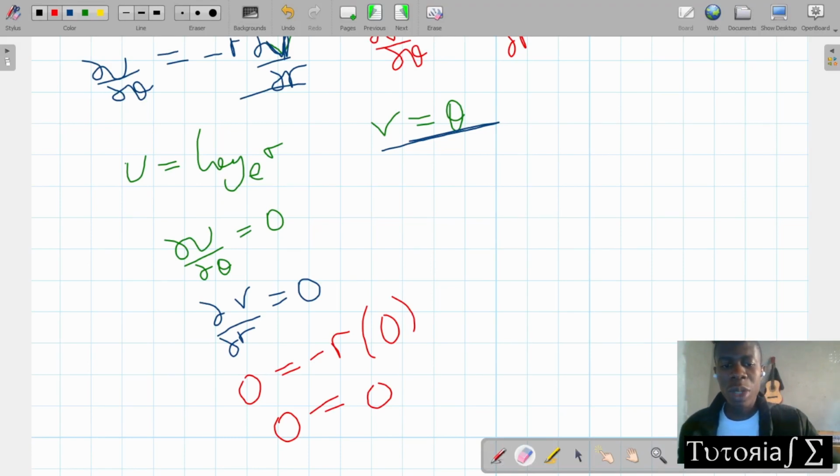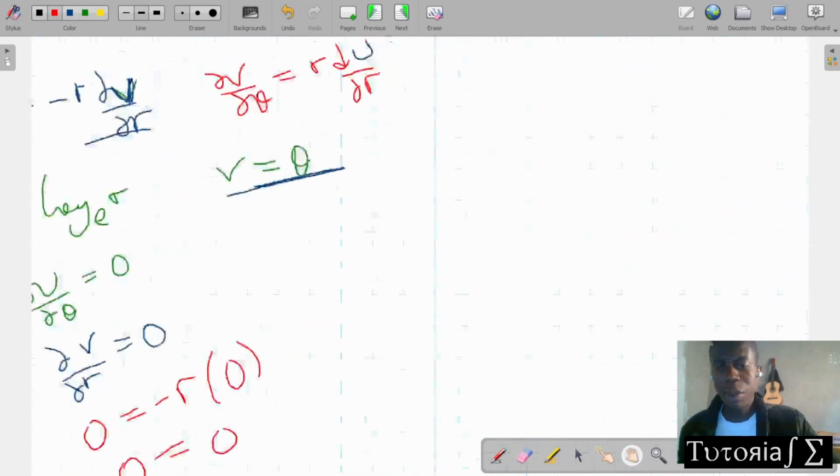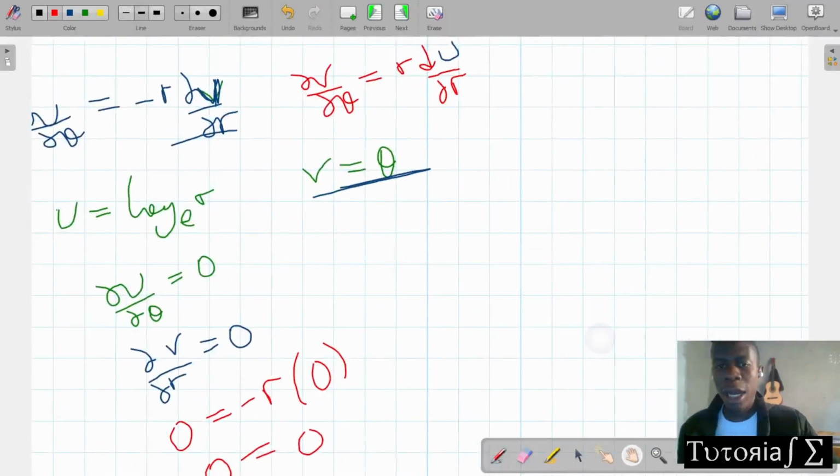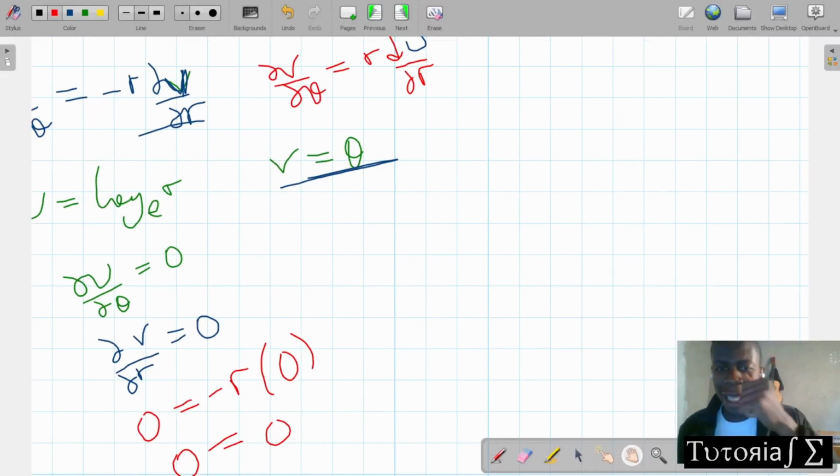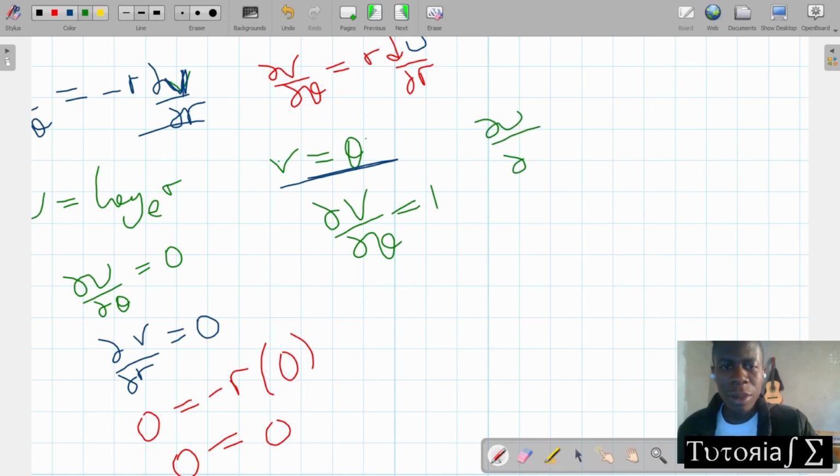Now we go to this other part of the equation. dv/dθ, v with respect to theta, is just 1. Then we also need to find du/dr. We have u being equal to log to base e of r.